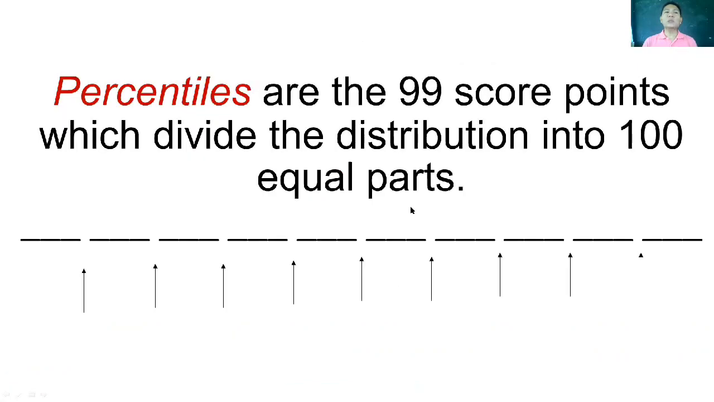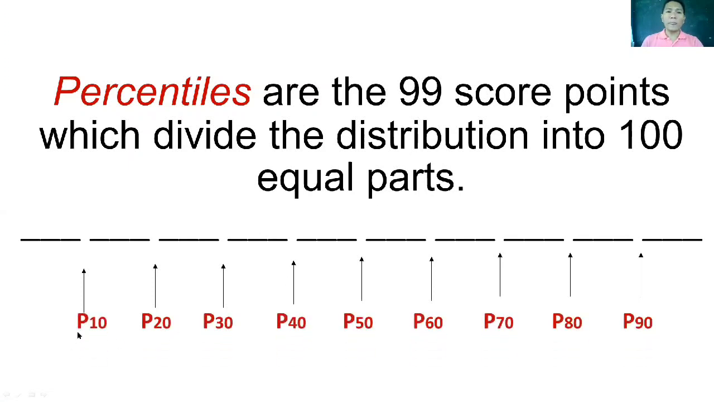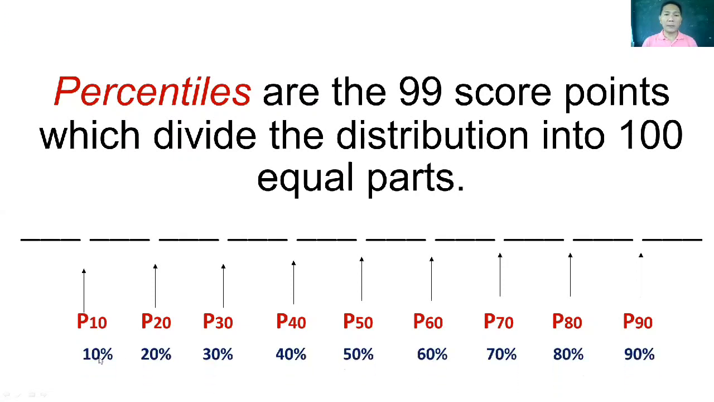Next, we come to the percentiles. Remember that percentiles are the 99 score points which divide the distribution into 100 equal parts. So there are 99 score points, so it can be the 99th percentile. But here we have only illustrated the 10th percentile up to the 90th percentile. It can also be the 45th percentile and so on. The 10th percentile represents 10%, the 40th percentile represents 40% and so on.